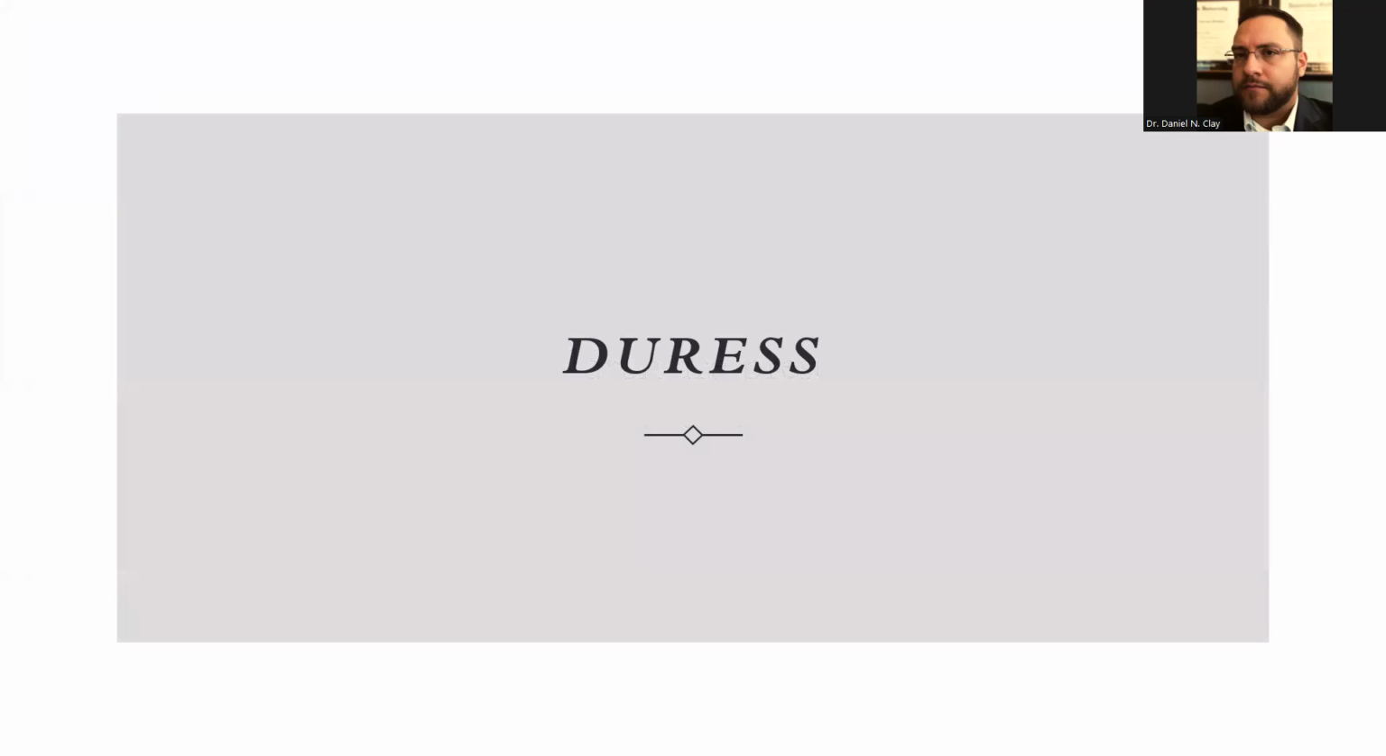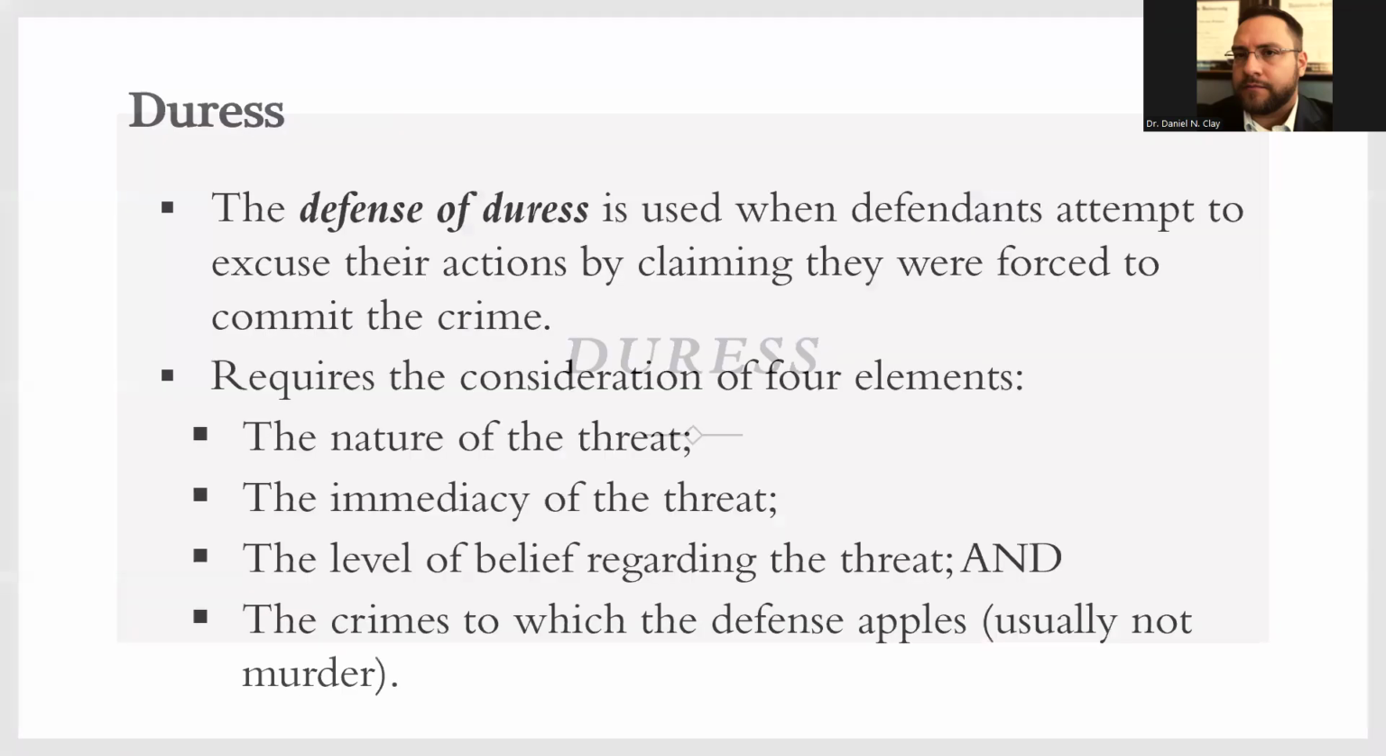Next one we'll talk about is duress. So duress is kind of related to necessity, slightly, right? So duress, or necessity, or choice of evils. This idea is you're choosing the lesser of the two evils. Under duress, you are forced to commit the crime, not necessarily by society or some weather event or something like that. Instead, you're forced usually by another person to commit the crime, right?